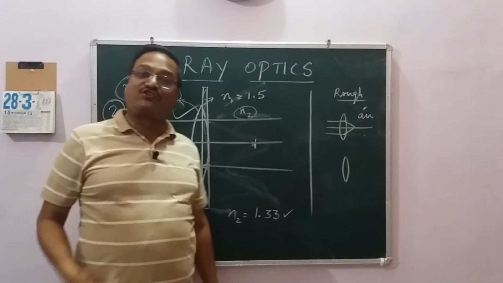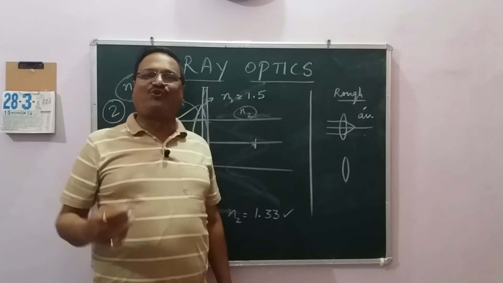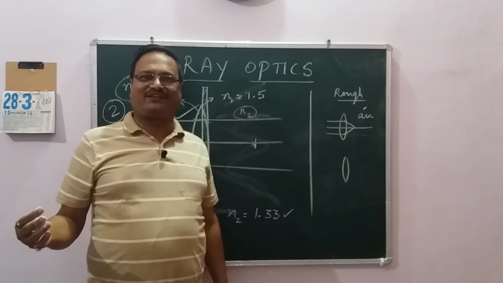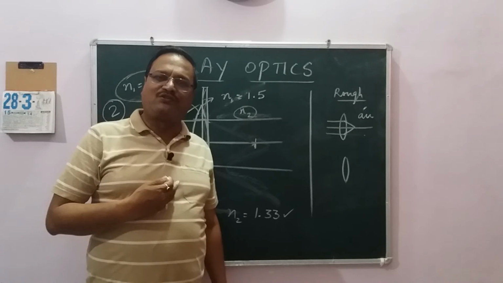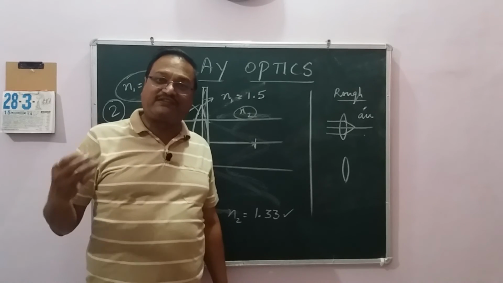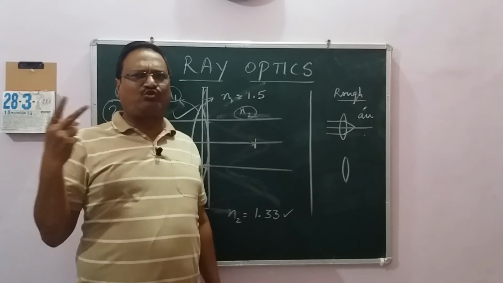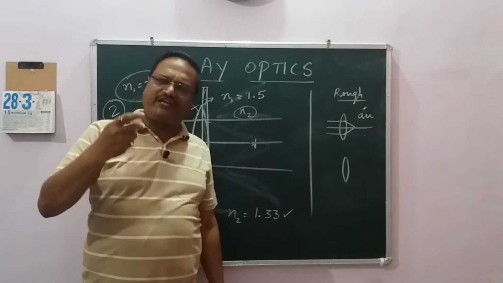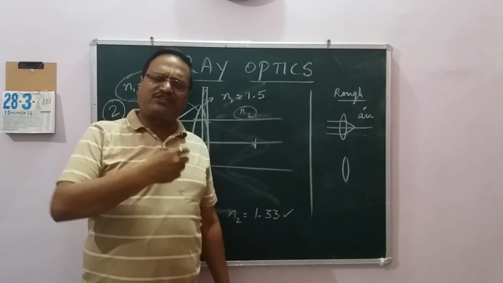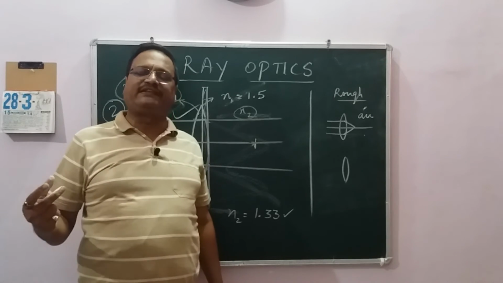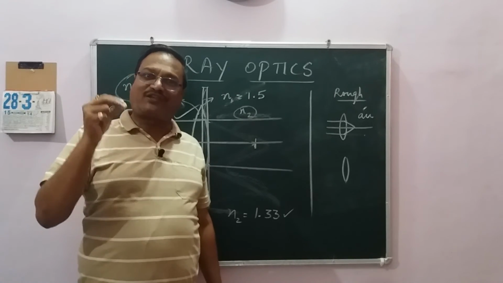Physics is a scoreable subject. You can score 70 out of 70. My students have gone so far, they have secured up to 68 marks, just lost 2 marks. So 68, 67, 65, 60 plus is very, very easy if you prepare thoroughly.